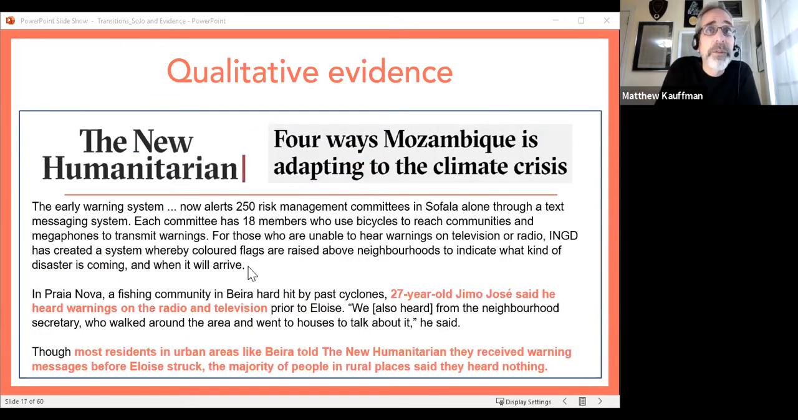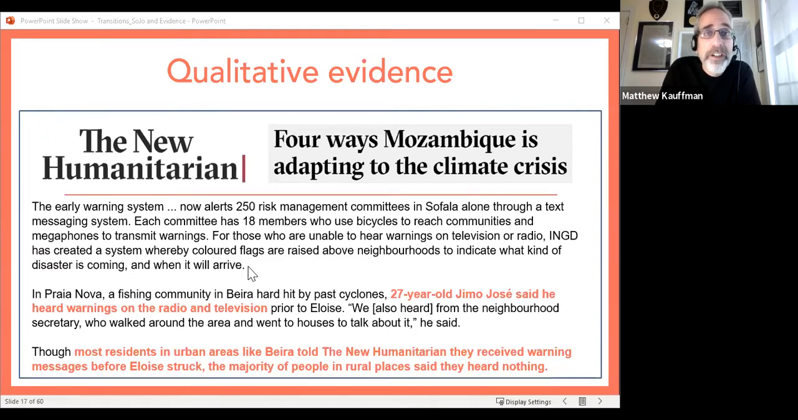Another example is from the New Humanitarian on Mozambique and the climate crisis. They talked to one individual who said, yes, I've heard the warnings on radio and television. These are an early warning system for cyclones. So let's hear from those directly involved. In the past, he would not have heard these sirens and warnings, might not have had the benefit of them. For one person they're working. Then that bottom line there: most residents in urban areas told the New Humanitarian they received warning messages, but the majority of people in rural areas said they heard nothing.